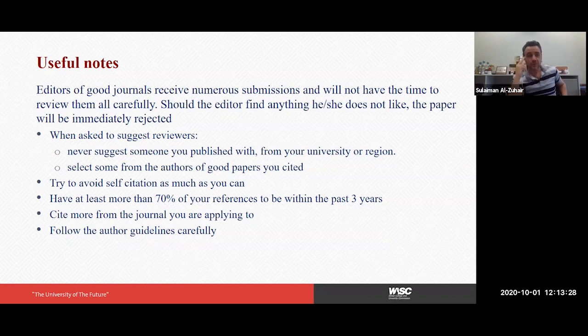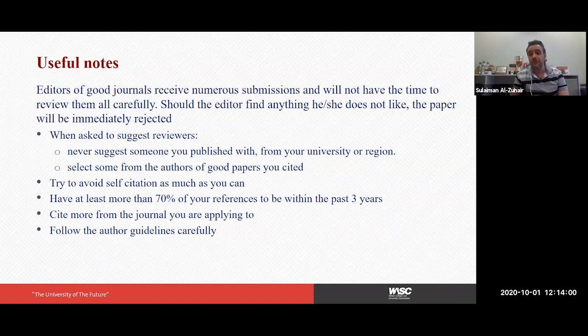When asked to suggest reviewers, some journals ask you to suggest 5 reviewers or 3 reviewers or whatever. Never suggest a person you published with, because the journal has a system to check for that, and should they find it, they will reject your publication immediately. Try also to avoid people from your region, because the editor will say, why is this person putting people from his or her region? That means he may know them. So try to avoid that as much as possible.